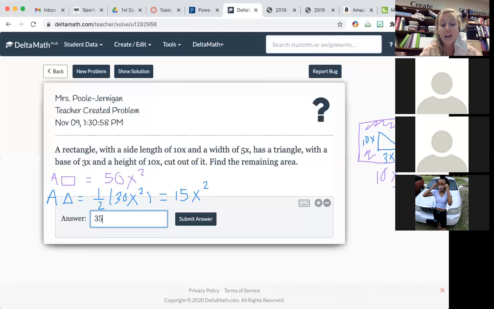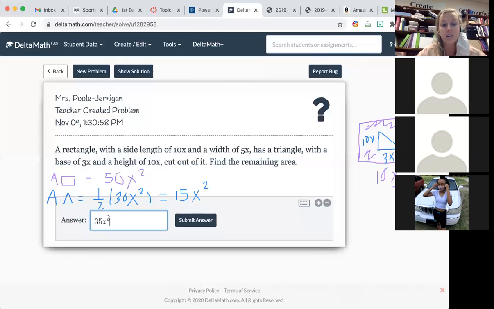35. There you go. 35x squared. That's your final answer, not 35x. I'd have to take off if you just put 1x. It's 35x squared. Okay?